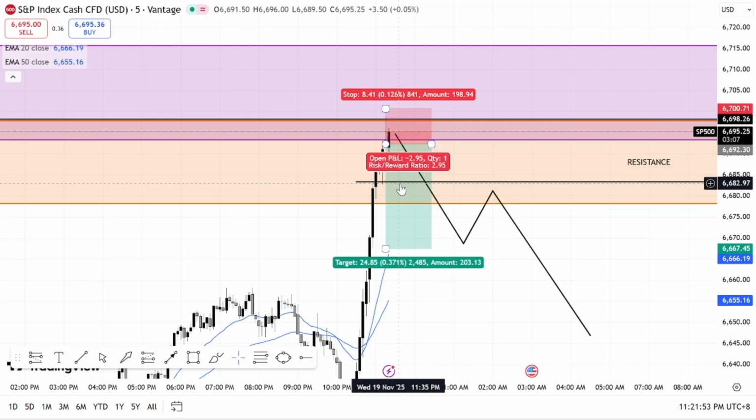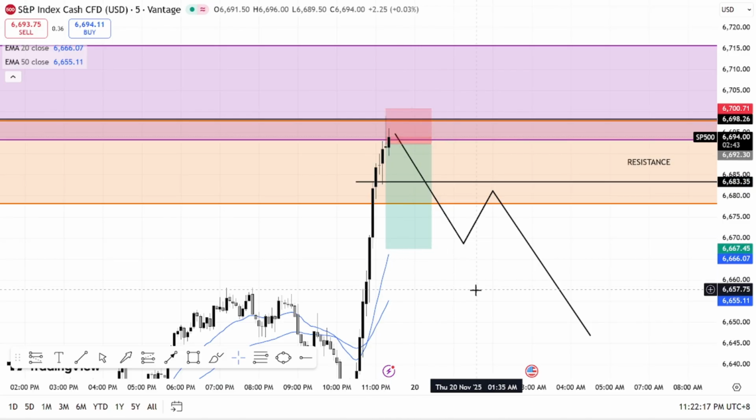Where's my stop loss at? I'm just gonna go a bit higher. Okay, so I'm risking about $20 for about $50 on this trade. But we actually need a 1 to 3 though. Okay, fine, we'll just increase it, okay, $60. Now I'm gonna have a few take profits here.